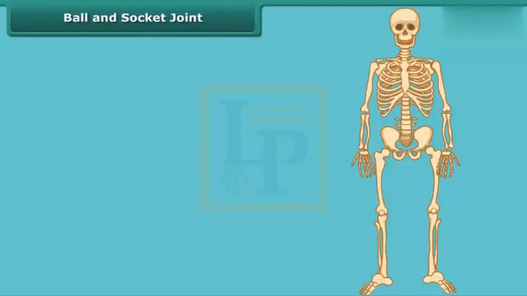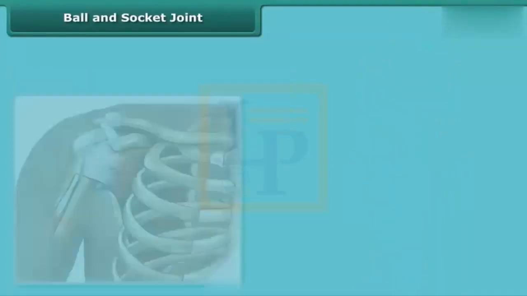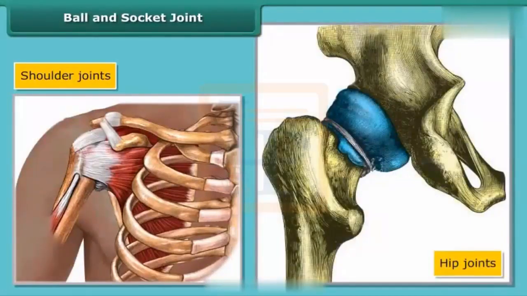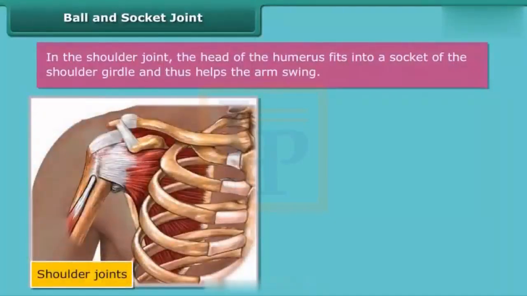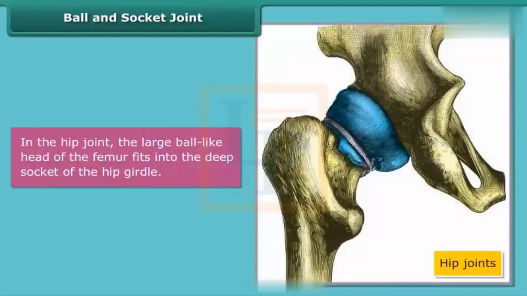Ball and socket joint. In a ball and socket joint, one end of a bone is rounded and ball-like and fits into a cup-like depression of the other bone. It provides movement in any direction. Shoulder joints and hip joints are examples of ball and socket joints. In the shoulder joint, the head of the humerus fits into a socket of the shoulder girdle and thus helps the arm swing. In the hip joint, the large ball-like head of the femur fits into the deep socket of the hip girdle.